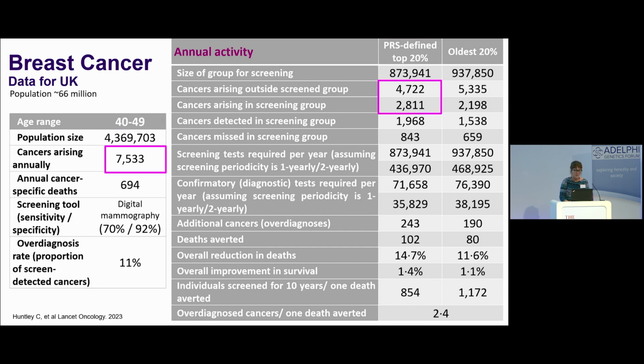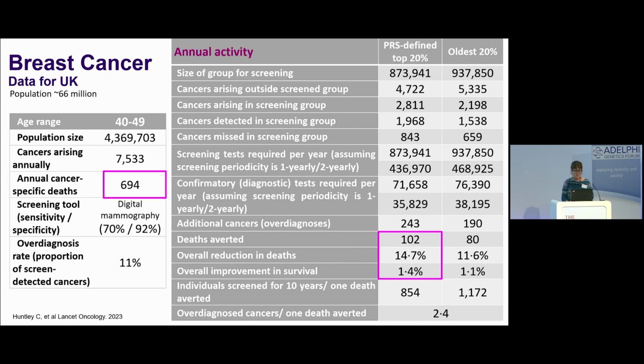And we went through the numbers: you can see how many cancers we miss in the screening group, how many cancers arise, how many we miss because of the mammography, and how many deaths you avert. So we estimated, with all these benign, optimistic assumptions, you'd avert 102 deaths compared to 80 by just screening based on age.